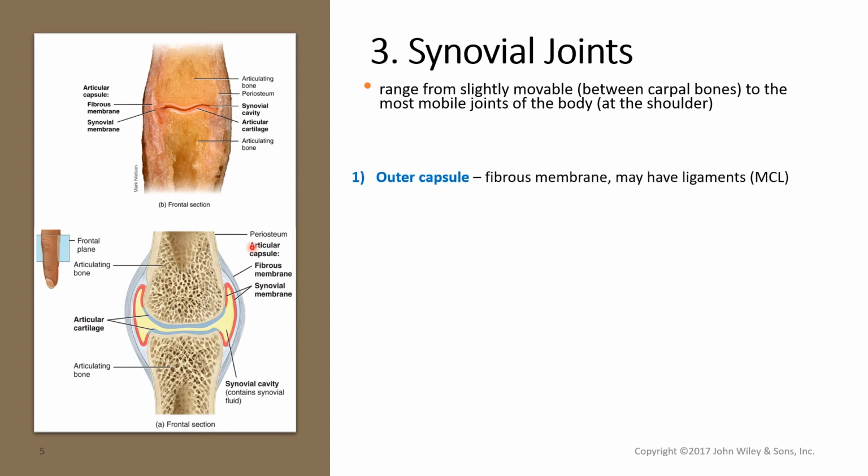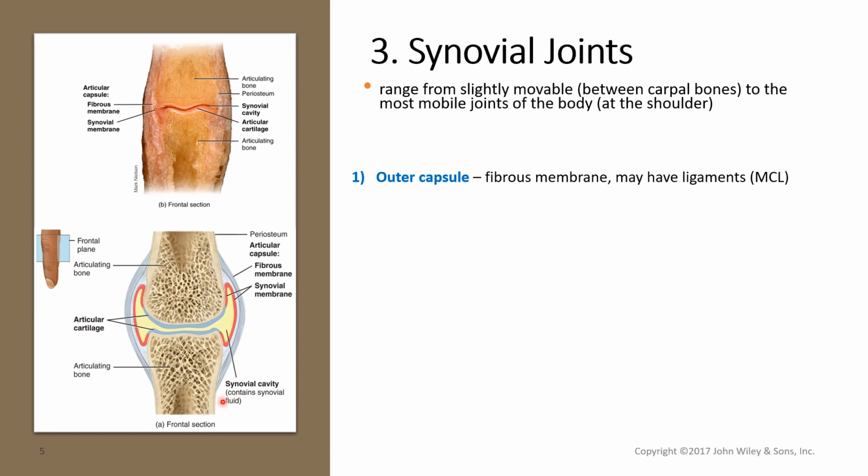One, they're going to have an outer capsule, and this is something you're going to need to be able to draw. This drawing right here, I really like, and it makes it really nice and clean. So you need to be able to draw this and understand each component of this joint. We're going to have this outer capsule here, which is being called the fibrous membrane. That's going to be made of dense, irregular CT. It may also have some ligaments kind of weaved into it, and we'll see that especially with the medial collateral ligament. You're going to have a medial collateral ligament on one side and a lateral collateral ligament on the outside as you're going further away from midline.